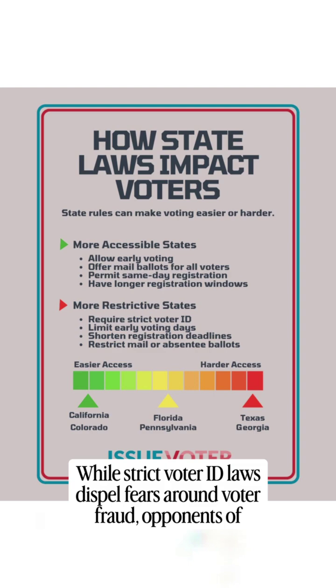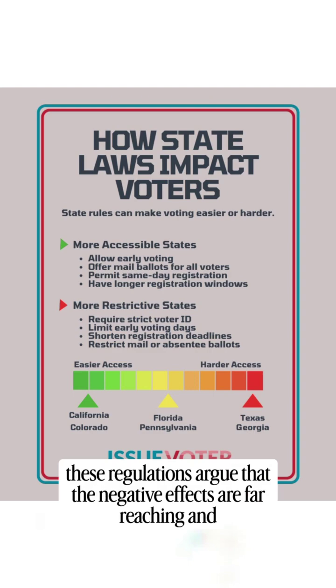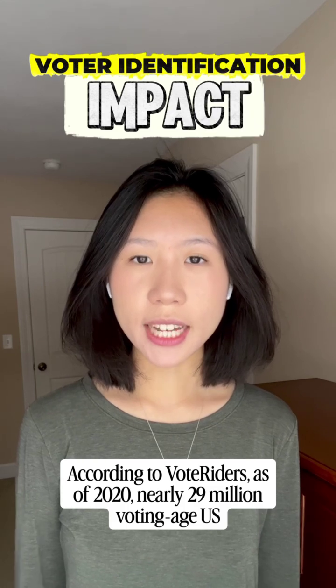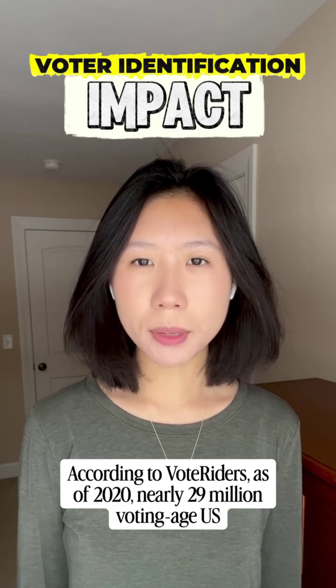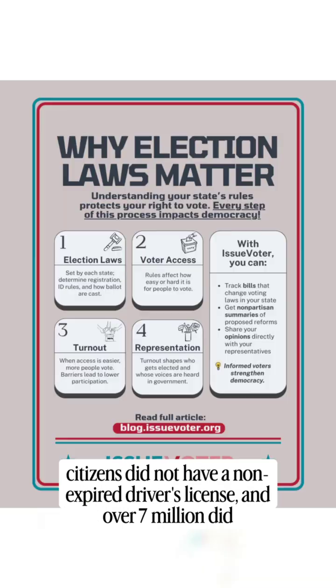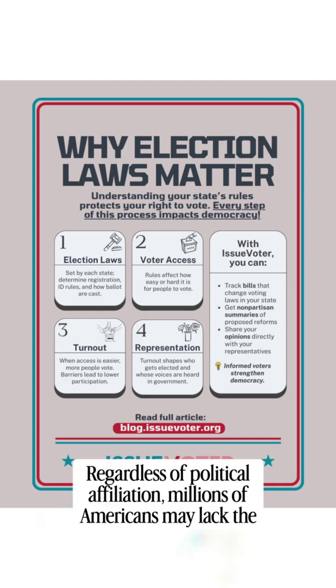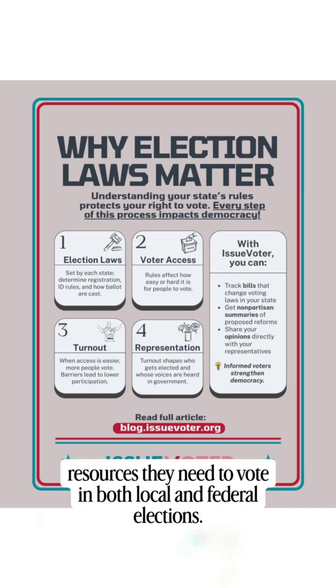While strict voter ID laws dispel fears around voter fraud, opponents of these regulations argue that the negative effects are far-reaching and particularly impact low-income groups, young people, and communities of color. According to VoteRiders, as of 2020, nearly 29 million voting-age U.S. citizens did not have a non-expired driver's license, and over 7 million did not have any other form of non-expired government-issued photo ID. Regardless of political affiliation, millions of Americans may lack the resources they need to vote in both local and federal elections.